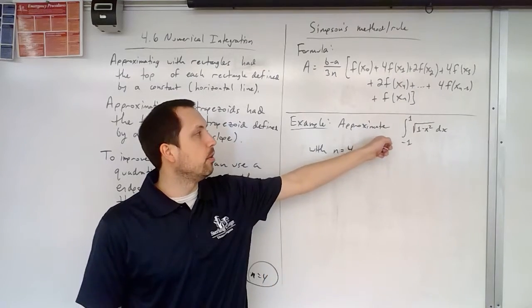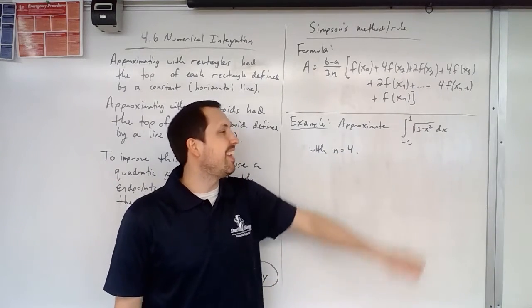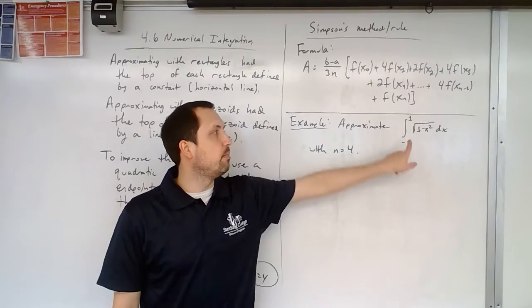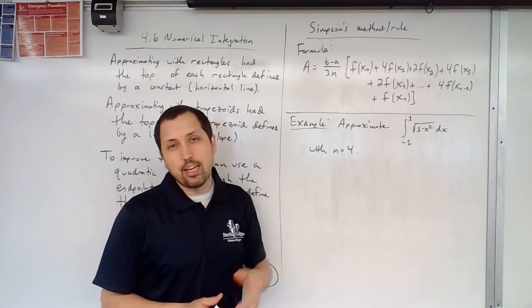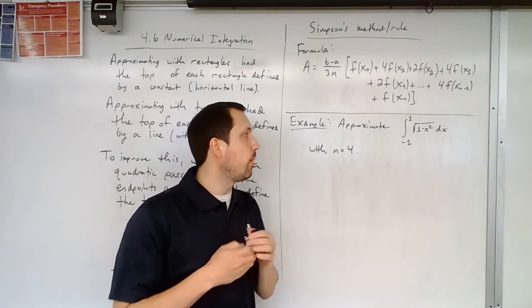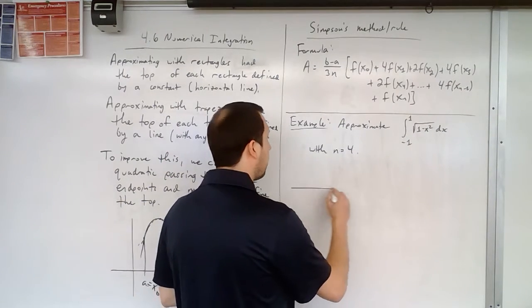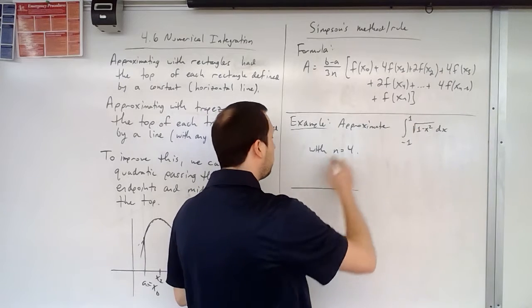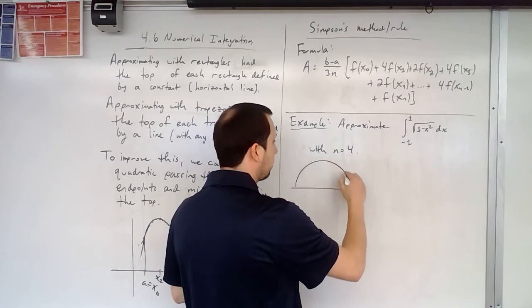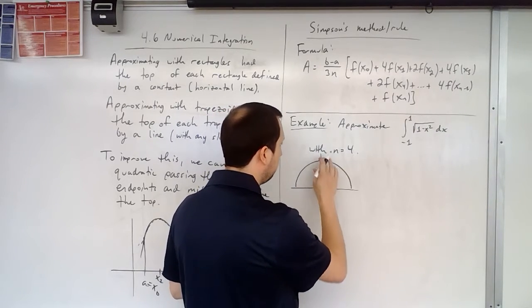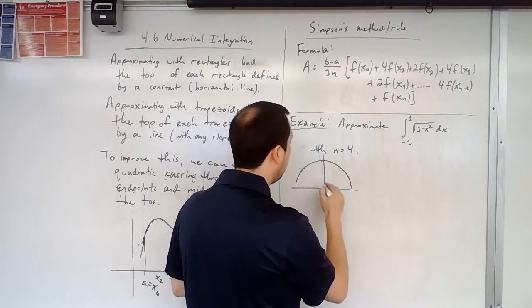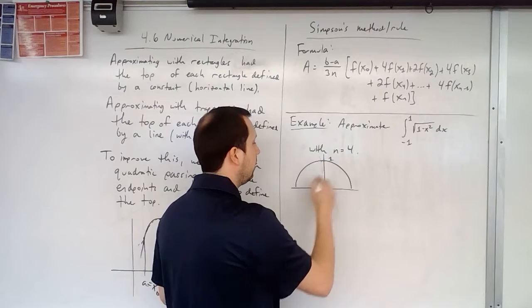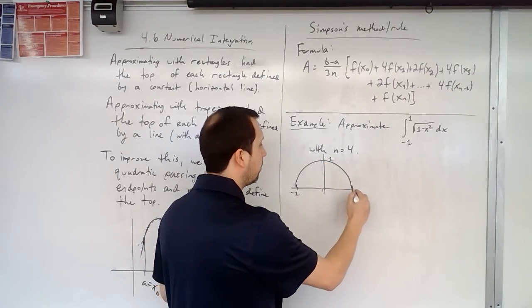So let's take a look at an example. We're going to approximate this definite integral from -1 to 1 of the square root of 1 minus x squared dx with n equals 4. So what the shape of this looks like is this function is the top of a circle. Draw this in the middle. So this is going to be the top of a circle from -1 over to 1.